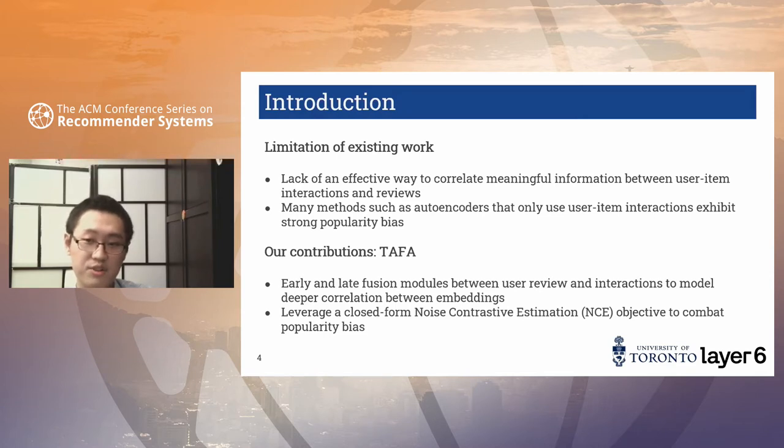Hence, our contribution here addresses the two problems by introducing early and late fusion modules between user review and interactions to model deeper correlation between embeddings. We also leverage a closed-form noise contrastive estimation, NCE, objective to combat the popularity bias.